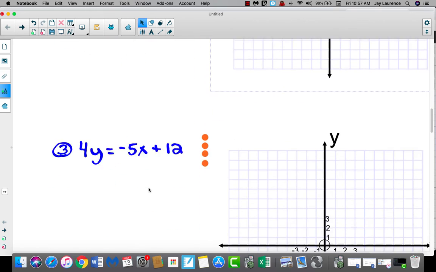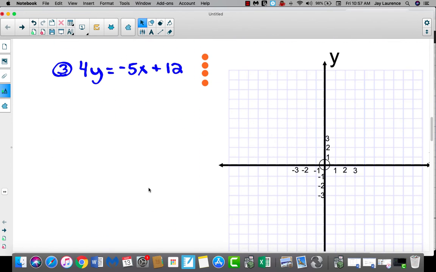Okay, so that's how you use Desmos. I'm not going to check it on all of them because I want to get some more of these problems done. Anyway, so here's problem number 3.